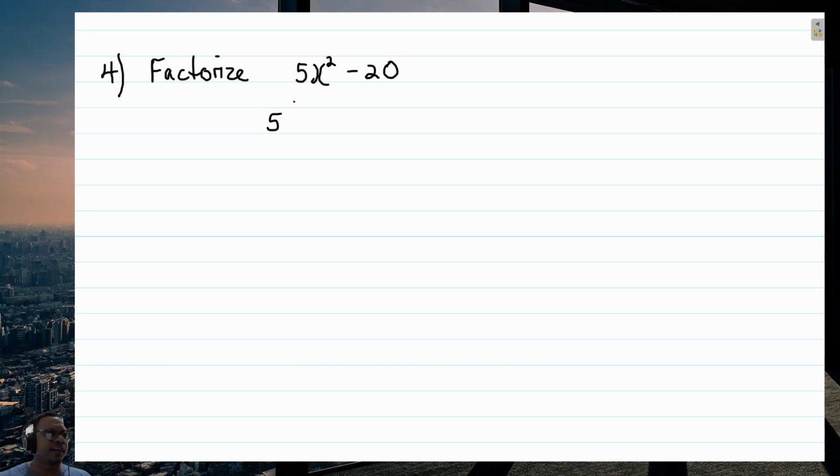So I'll write 5, open brackets. I'll divide 5x squared by 5 and I'll get x squared. And then I'll divide negative 20 by 5 and get negative 4.